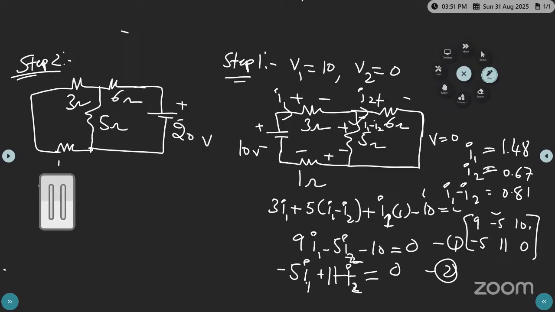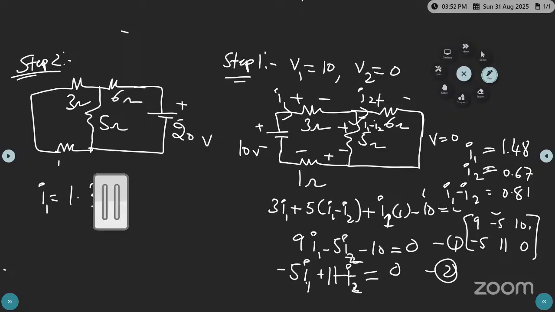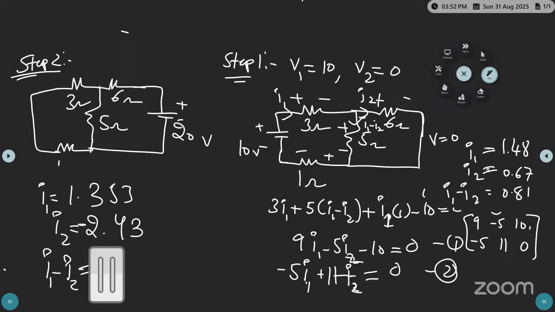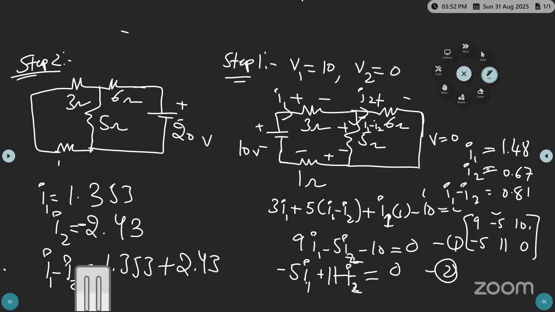In the second step, I1 is 1.3, 1 point. I2, 2 point, minus 2.43. I1 minus I2, 1.353 minus of minus means 2.43. How much? 3.783. Add both currents, this current 0.81 and 3.783. Add both currents, that is the answer. RHS. Okay.